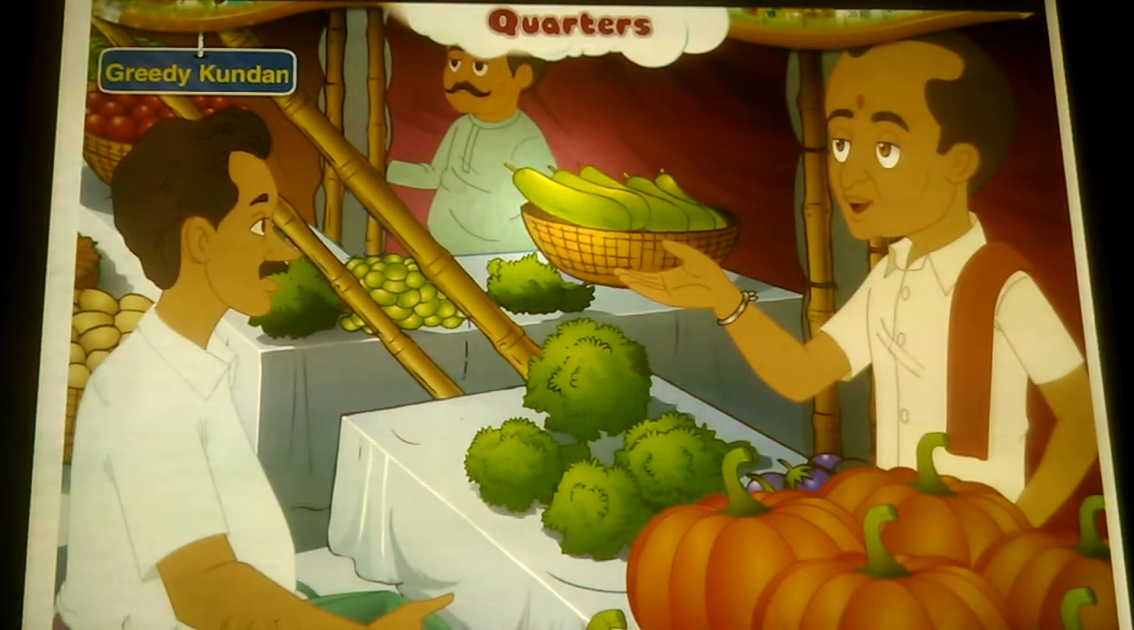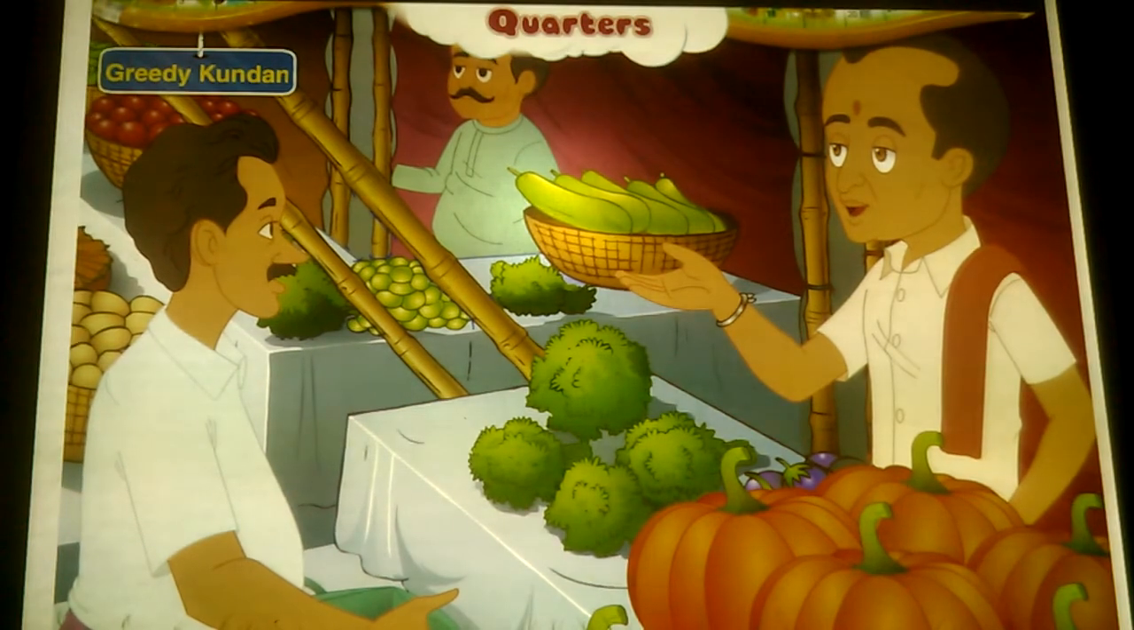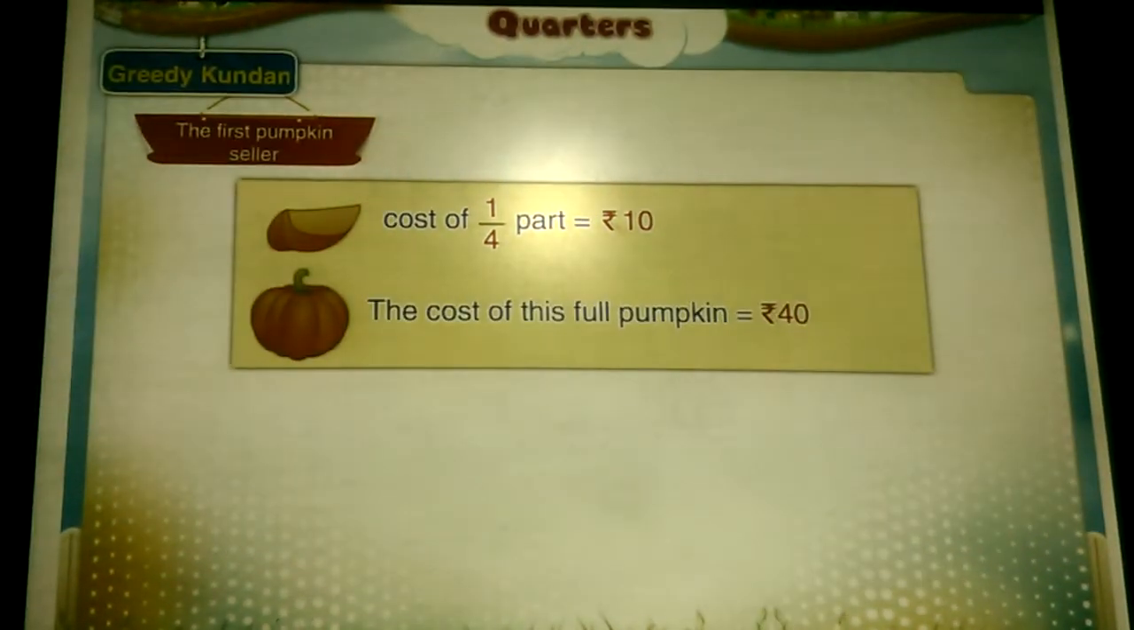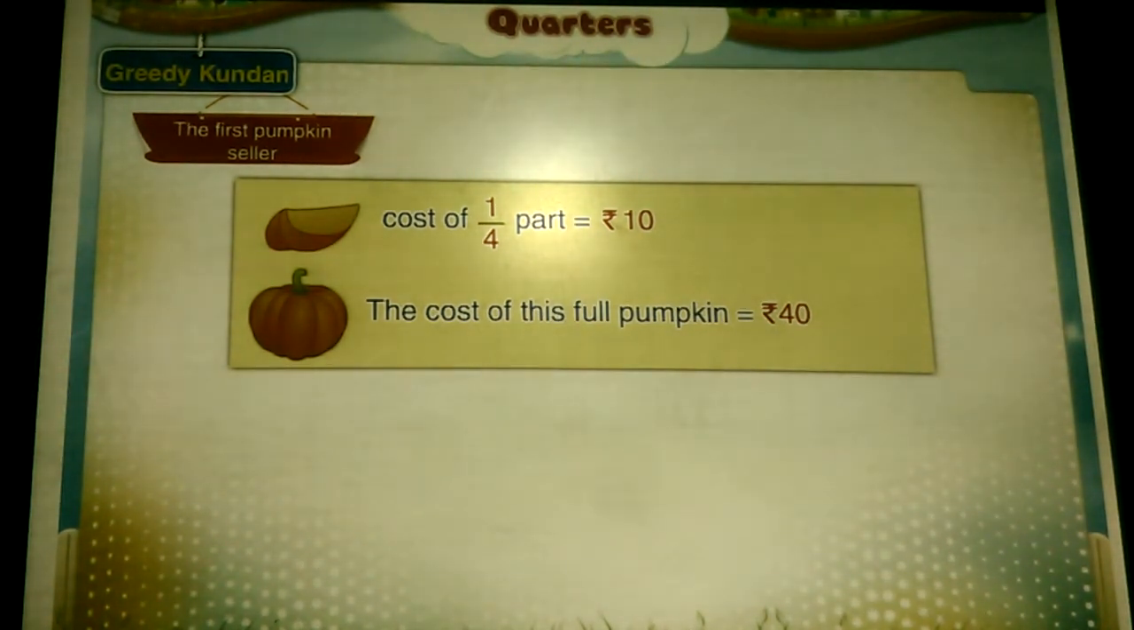He asks the first pumpkin seller the price of a big pumpkin. The first pumpkin seller says, "1/4 of this pumpkin is for rupees 10. The cost of this full pumpkin will be rupees 40." How is that? Let's find out.